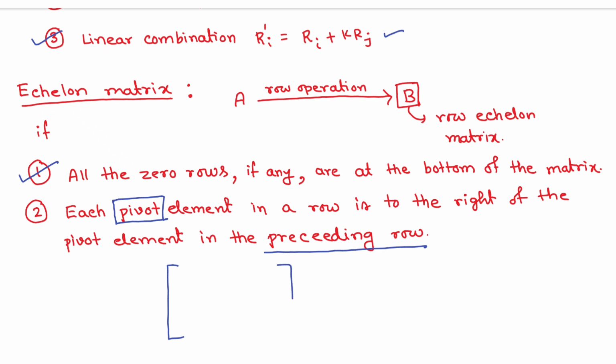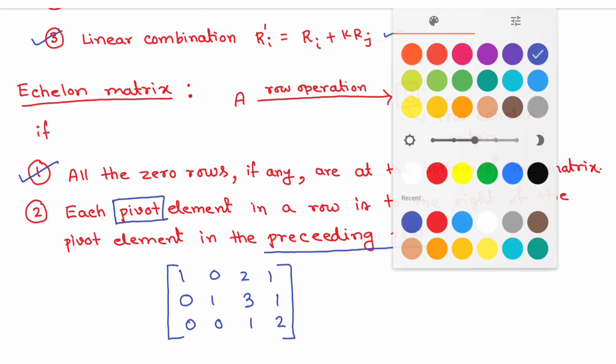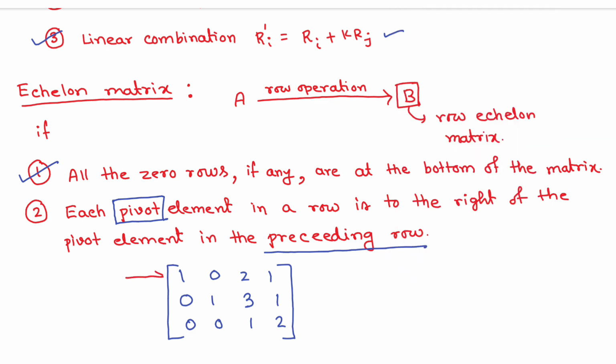Suppose we have a matrix, I am writing the row echelon form: 1 0 2 1, let's say 0 1 3 1, 0 0 1 2. Okay, now in this matrix you can see in first row 1 is the first non-zero element. In second row here 1 is the first non-zero element, and in third row here 1 is the first non-zero element. Okay, so for first row this one is our pivot element, for second row this one is our pivot element, and for third row this one is our pivot element.